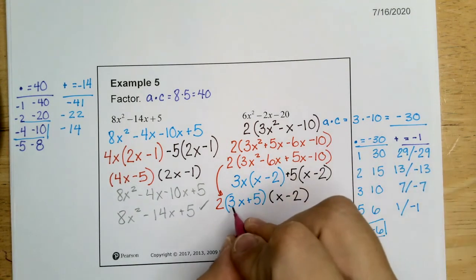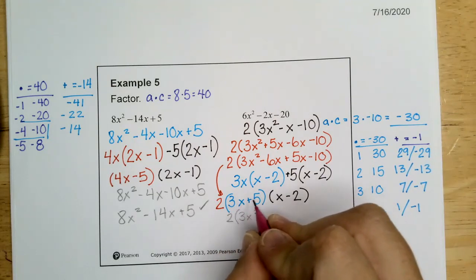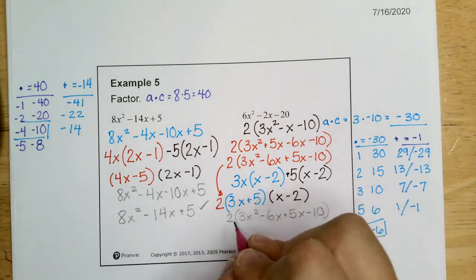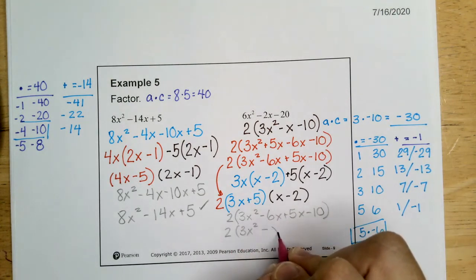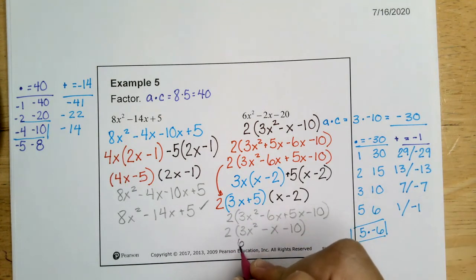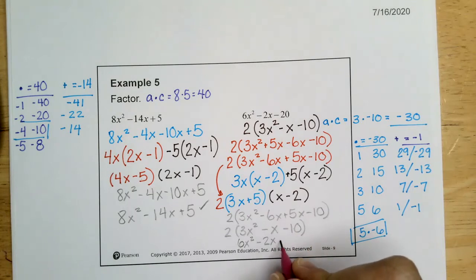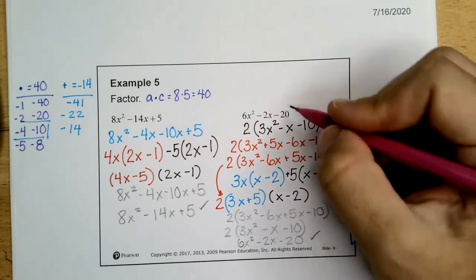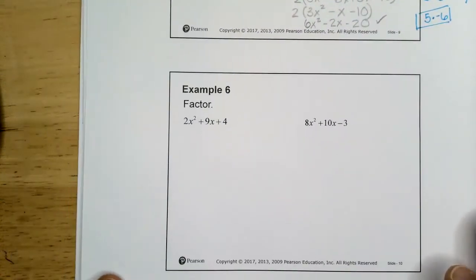If I did math, I would say 3x times x is 3x squared. 3x times negative 2 is negative 6x. 5 times x is 5x. 5 times negative 2 is negative 10. Multiply all, combine like terms. 2 times 3x squared minus x minus 10. Multiply it all by 2. 2 times 3x squared is 6x squared. 2 times negative x is negative 2x. 2 times negative 10 is negative 20. So that should be the same as this number. And it is. All right, guys, 2 more examples.